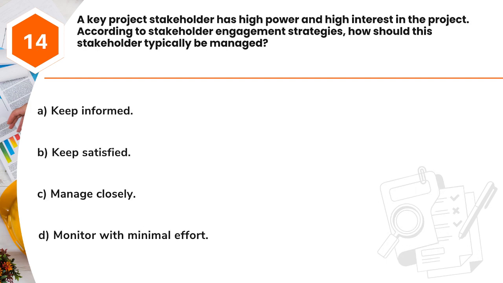Question 14. A key project stakeholder has high power and high interest in the project. According to stakeholder engagement strategies, how should this stakeholder typically be managed? A. Keep informed. B. Keep satisfied. C. Manage closely. D. Monitor with minimal effort.